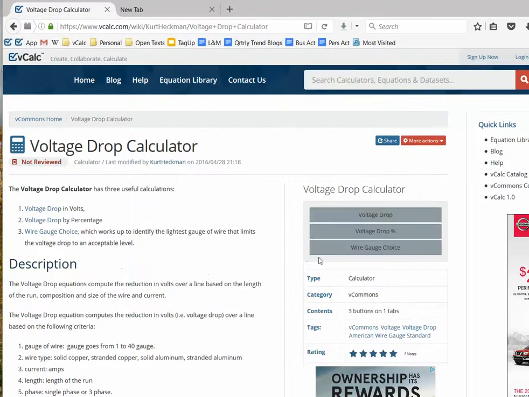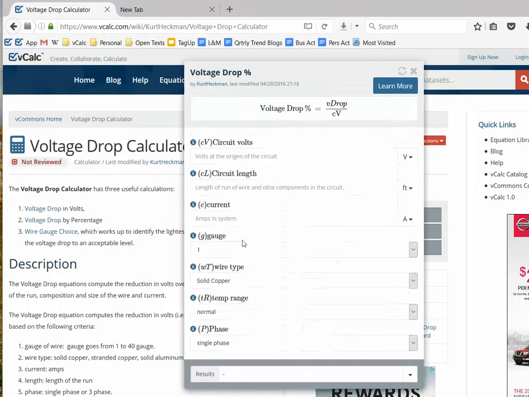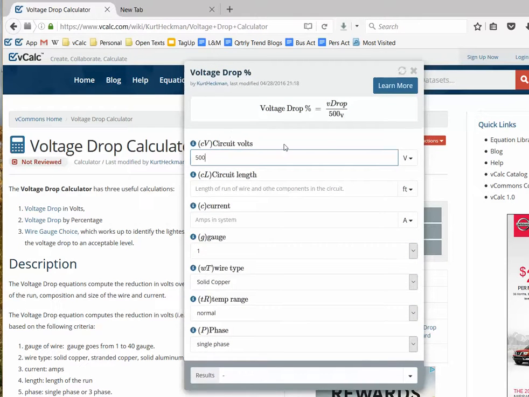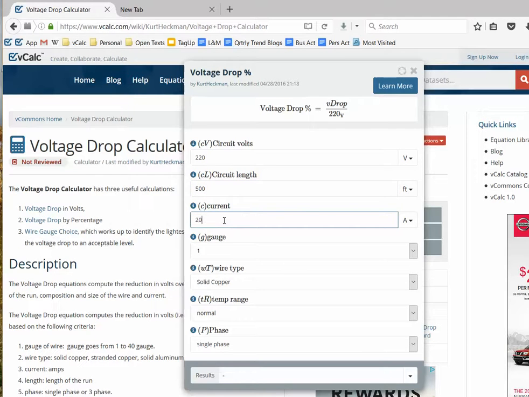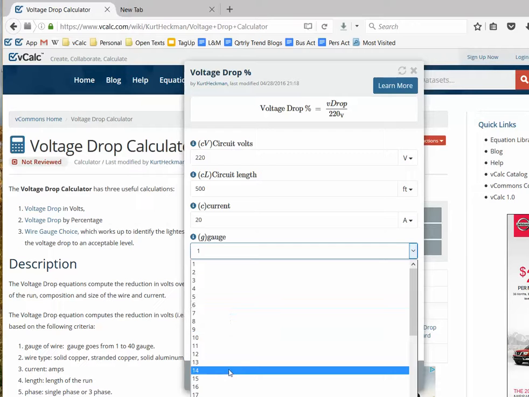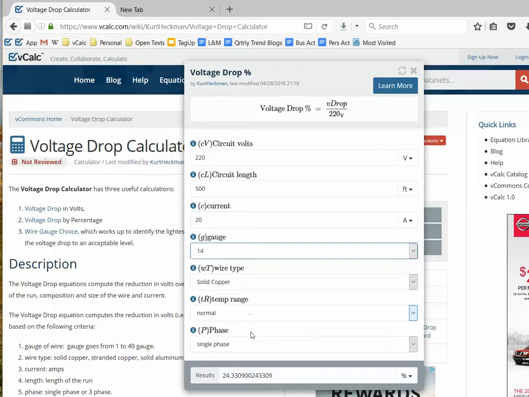Now, a lot of people want to know what percentage it is. So let's go through that again. I'm sorry, this is the volts. Let's put in 220 volts over 500 feet. We'll stick with 20 amps, and put in 14 gauge wire of solid copper. Leaving temperature normal and single phase, this will tell me that my voltage will drop 24%.